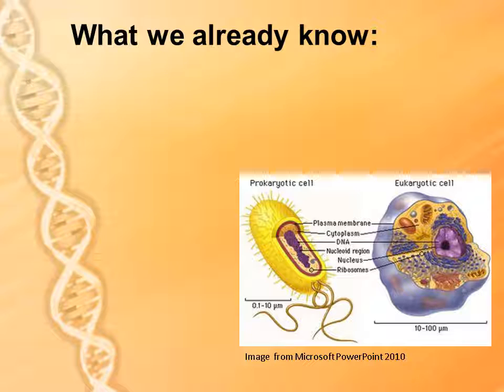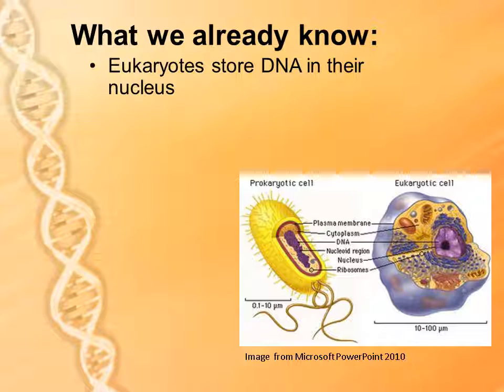We know that there are two types of cells. We have prokaryotic cells, and we also have eukaryotic cells. We know that eukaryotic cells are cells that exist in our body. They're the cells that make up humans. We know that eukaryotic cells actually store DNA inside of their nucleus. They have a distinct area that has that.